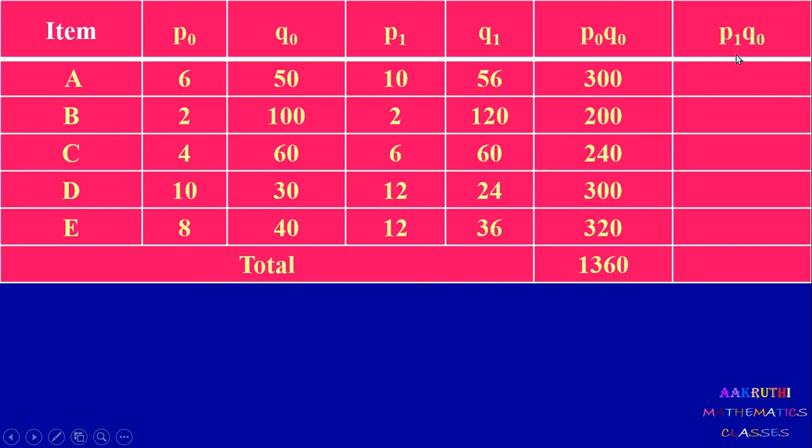Then we calculate P1Q0. Multiply P1 and Q0: 10 into 50 is 500, 2 into 100 is 200, 6 into 60 is 360, 12 into 30 is 360, 12 into 40 is 480. Adding all this, we get ΣP1Q0 is 1900.